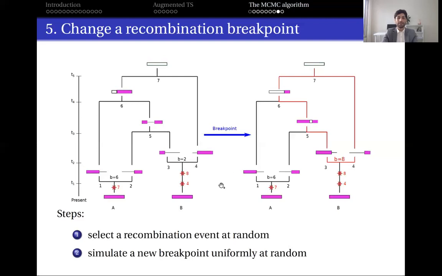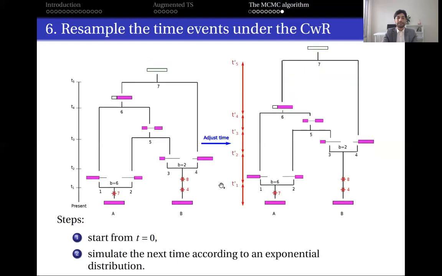All these transition types deal with the topology. The sixth transition is to resimulate the event times under the coalescent with recombination. So we start with time 0 at the present, and going back in time, we resimulate all the times under the coalescent with recombination, resulting in these times T'1 to T'5.